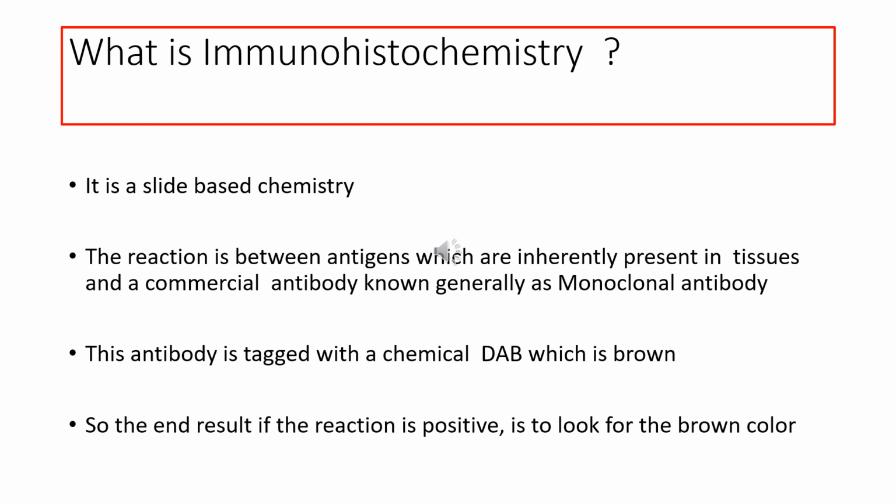So, what is immunohistochemistry? It is basically a slide based chemistry. The reaction is between the antigens, which are inherently present in tissues, and a commercial antibody known generally as monoclonal antibody. Now, this commercial antibody is tagged with a chemical, the one which is usually used is known as DAB, and the final reaction which one gets is a brown color. So the end result, if the reaction is positive, is to look for the brown color.